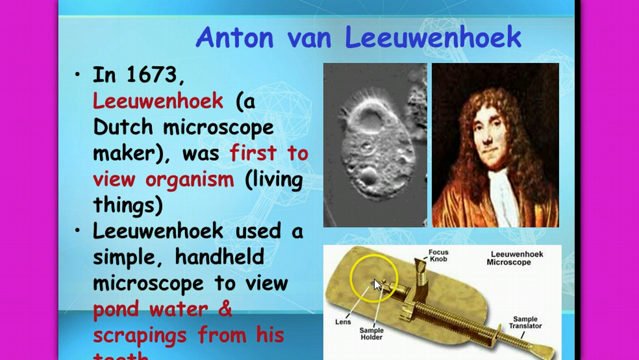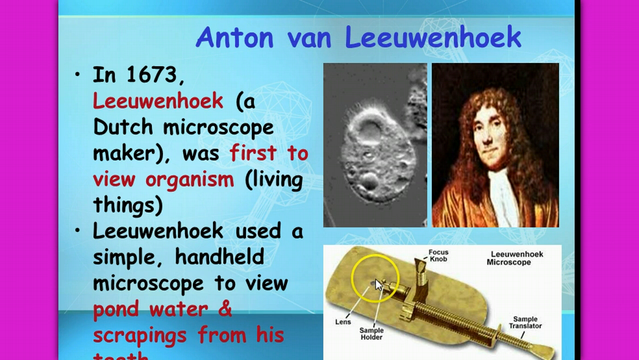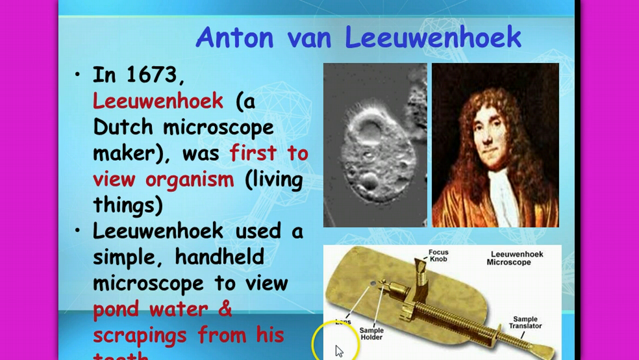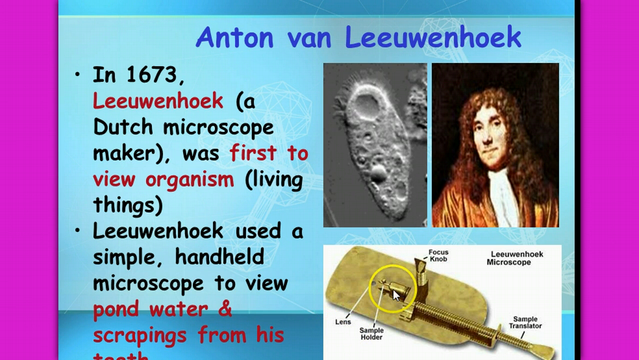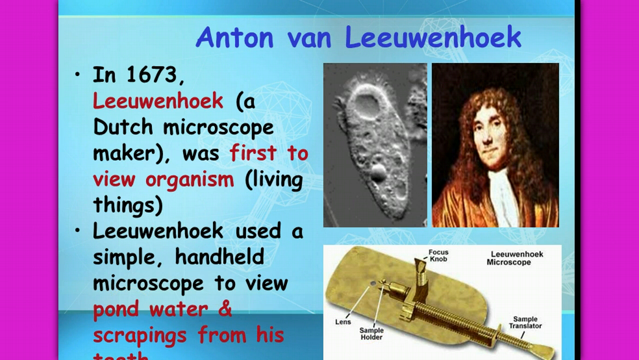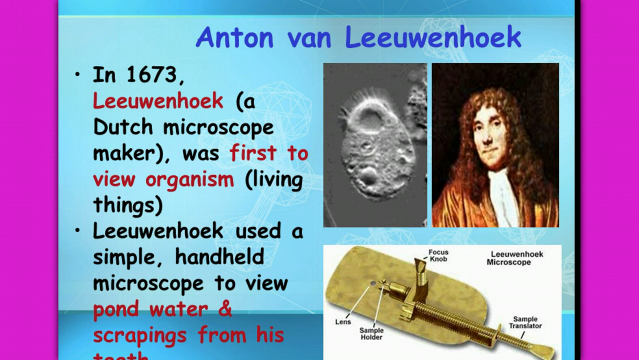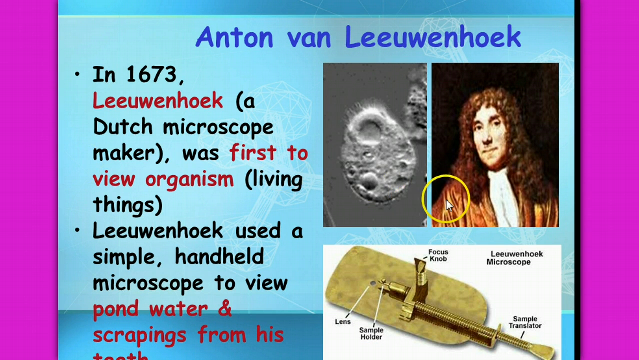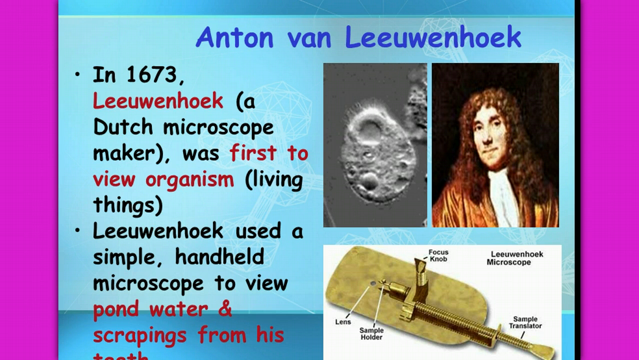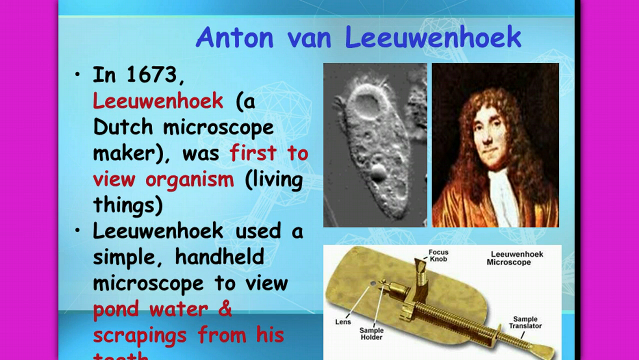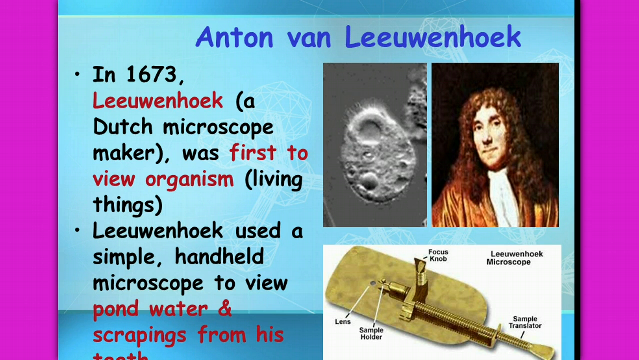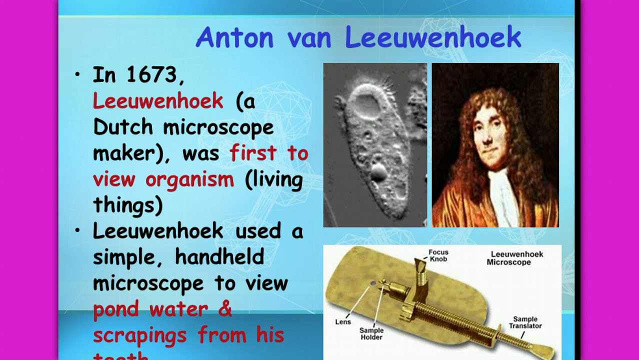So he would put whatever it was he wanted to look at right there on the end, then pick this up, turn it around, and look from the other side through the lens in order to see his sample. And he started with pond water, believe it or not. And so this little guy over here is one of the organisms that Van Leeuwenhoek first saw. Now, he also even looked at his scrapings of his teeth. Gross. Didn't brush his teeth very much, apparently.